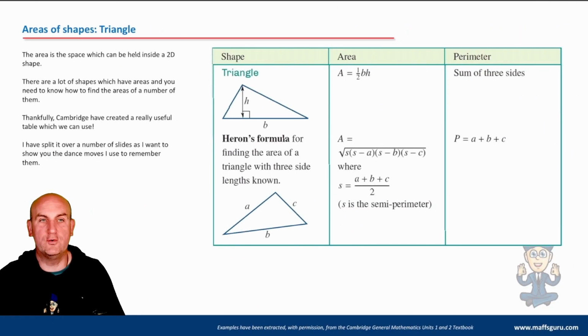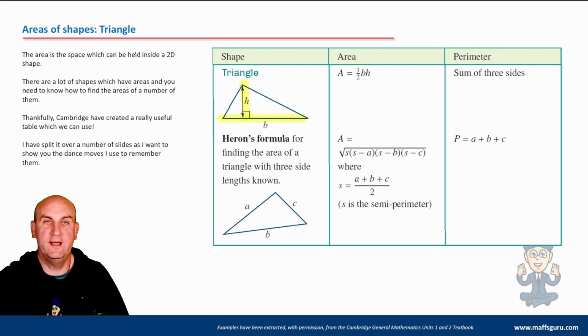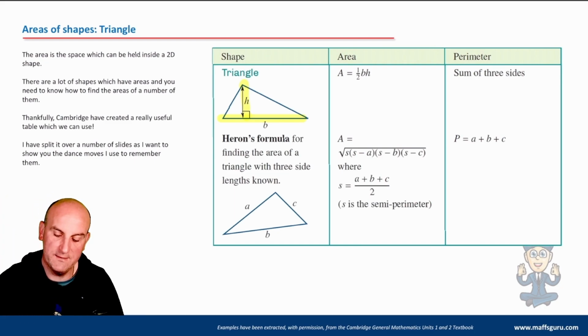And what have we got here? Triangles. Now, triangles, half base times height. Again, what do we notice? I say to my boys or the students I'm teaching, look for the right angle, right? Base times height, and then divide it by 2.